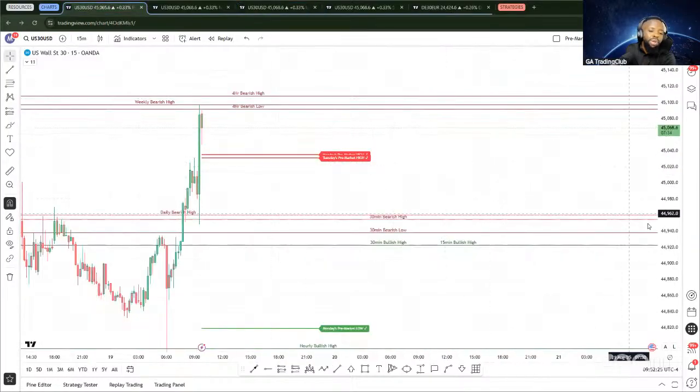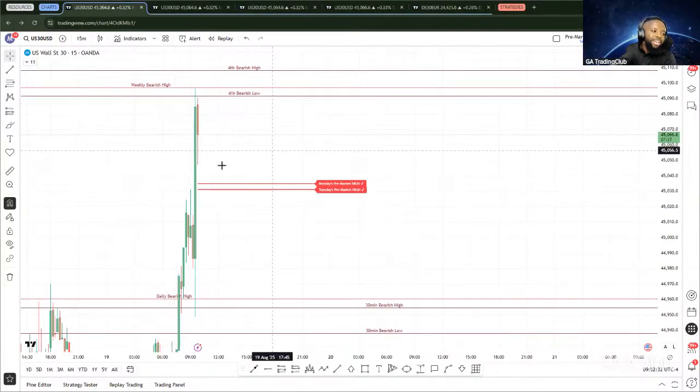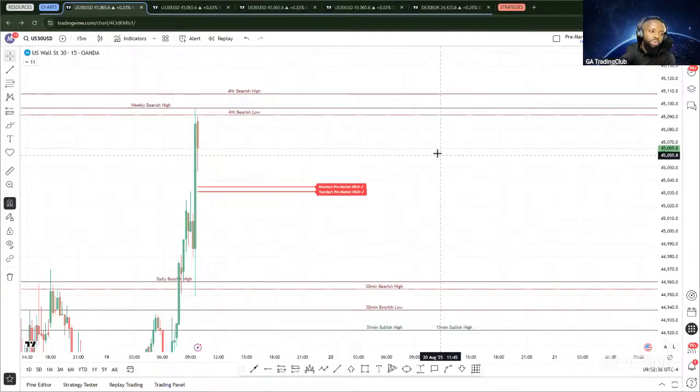There was a pre-market high that was tested here, but of course you can see price already broke above the pre-market high. I don't take any rejection scalps based off of the pre-market high. So currently price is just being held down. We do have some high time frame bearish order blocks here.